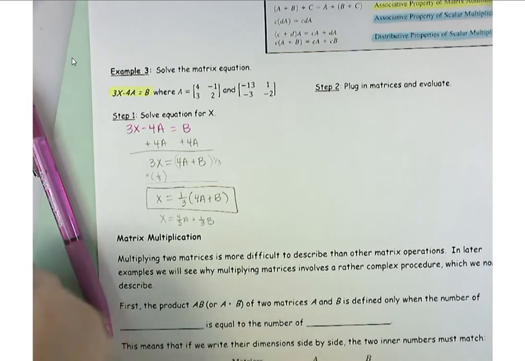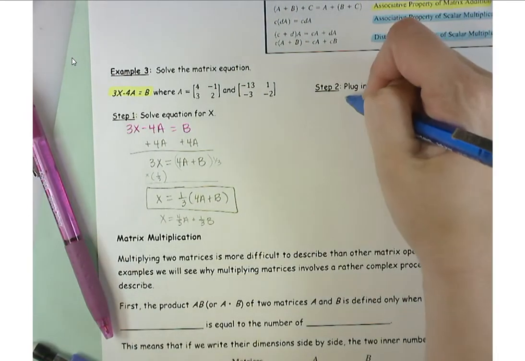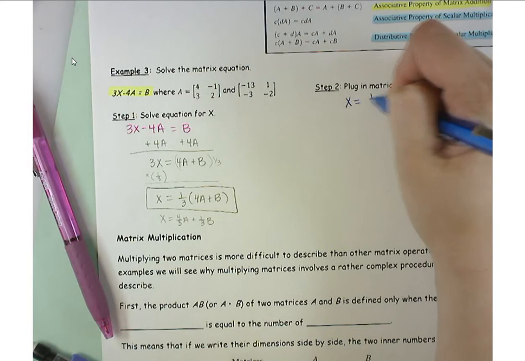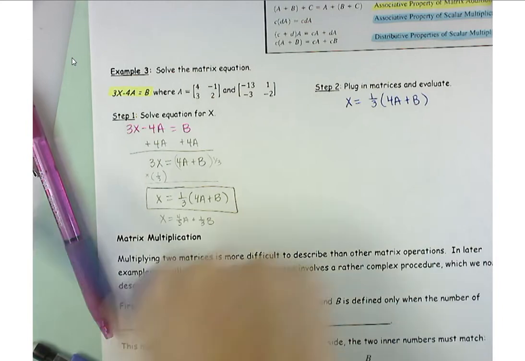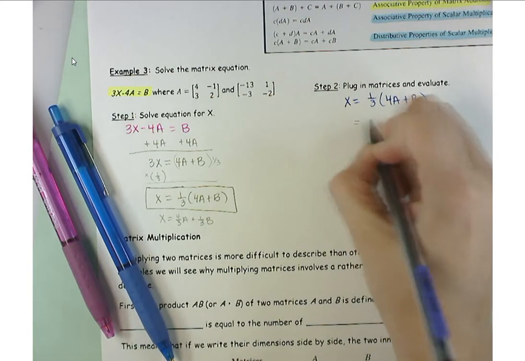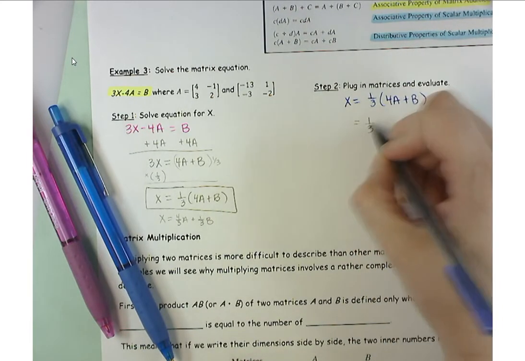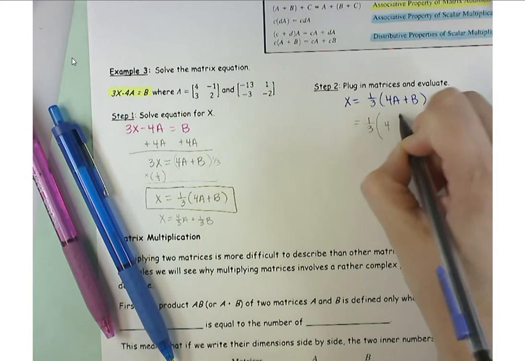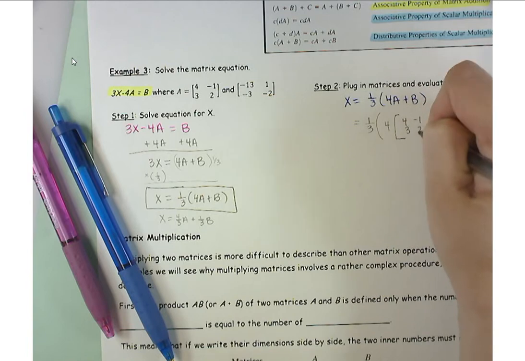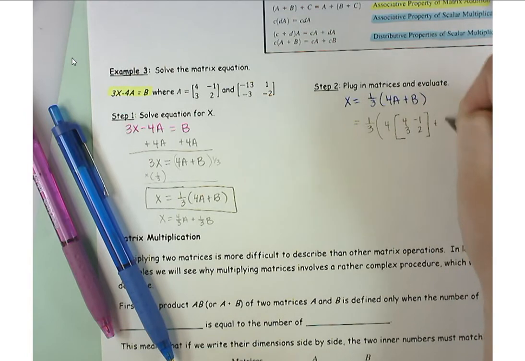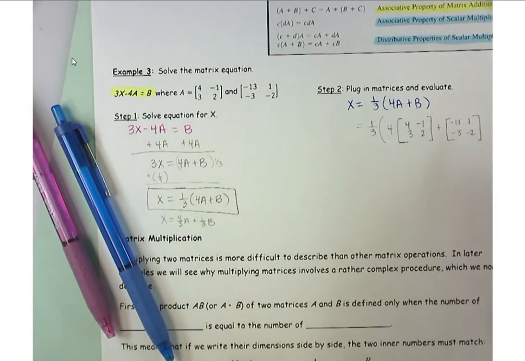So in step 2, it says to plug in the matrices and evaluate. So I have x equals 1/3 (4a plus b). Then what I'm going to do is just substitute in my values. So I have 1/3, and then it's going to be 4 times matrix A, which is [4, 3; -1, 2], plus B. And then you just have to follow your order of operations. So before you can add these together, you're going to have to multiply this matrix by 4.